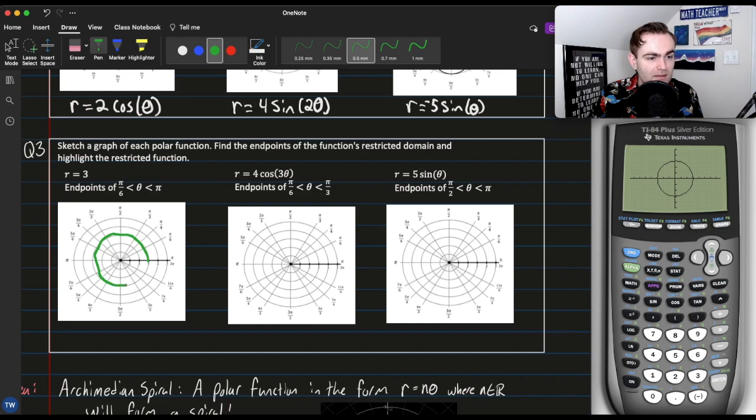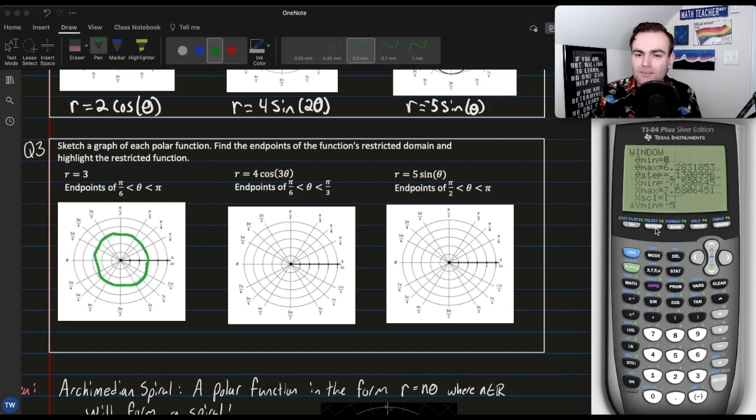Oh God. So, not quite super circular, but you get the idea, right? Now what are the endpoints of pi over 6 to pi? How can we figure that out? Well, for a circle like this, it's pretty easy to do, but we can use the calculator to help us.